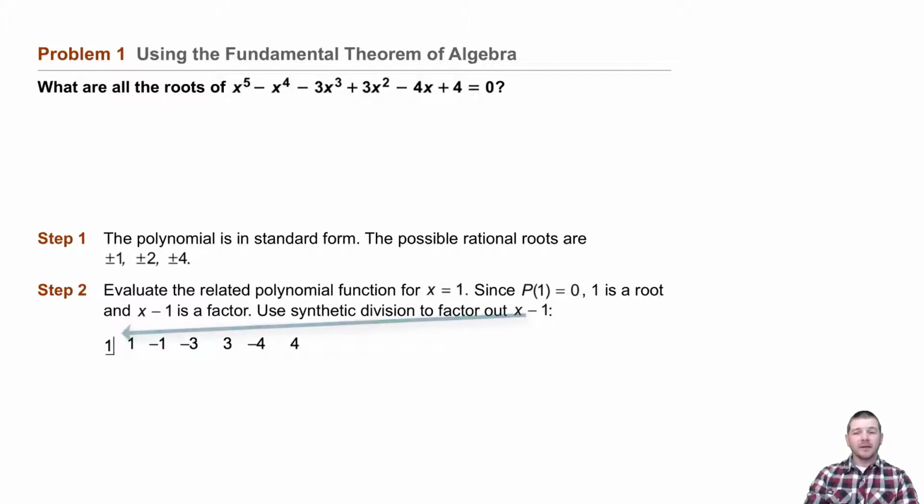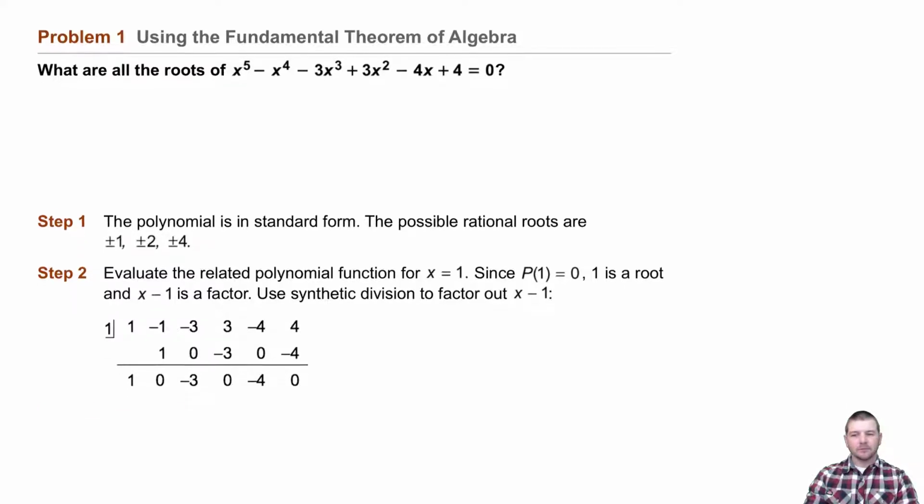Then use synthetic division to factor out x minus 1. Reversing the sign from negative 1 to positive 1 in our half rectangle, and extracting coefficients from our expression, 1, negative 1, negative 3, 3, negative 4, and 4. Dropping the 1 and performing synthetic division, we find 1, 0, negative 3, 0, negative 4, and a remainder of 0.